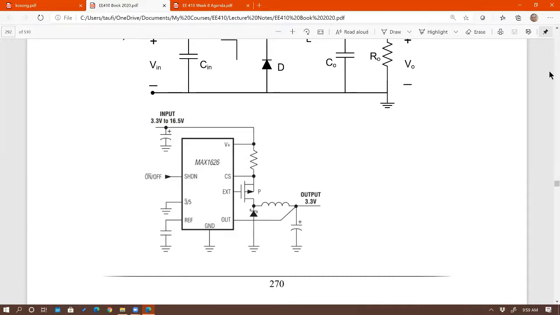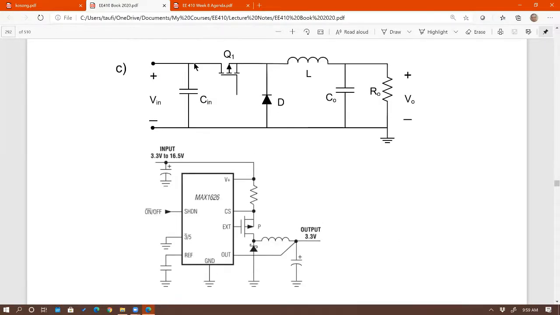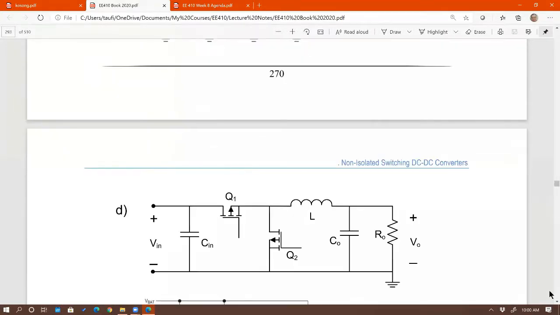All right, the reason I want to show this picture with a PFET is that it's a common interview question from companies. They ask you, draw a buck converter with a PFET. So right there is the picture of a buck with a PFET, just in case you get asked that question.